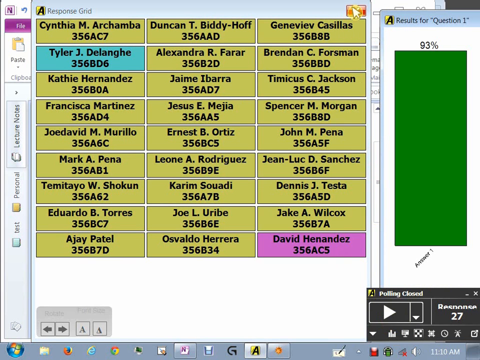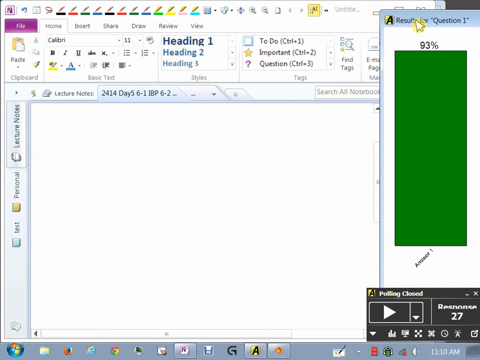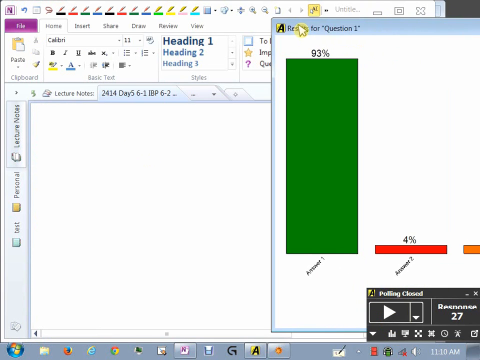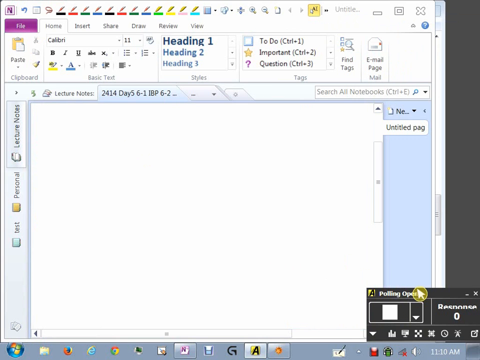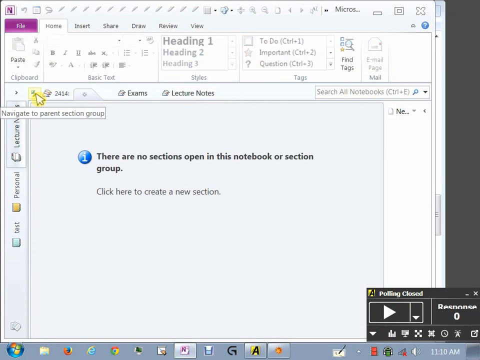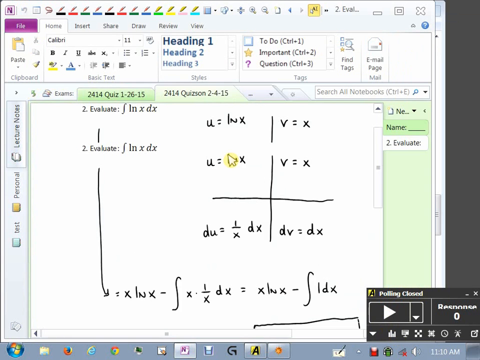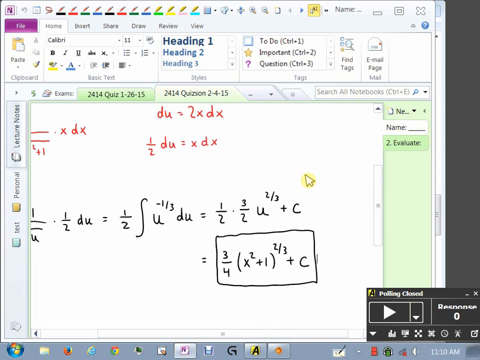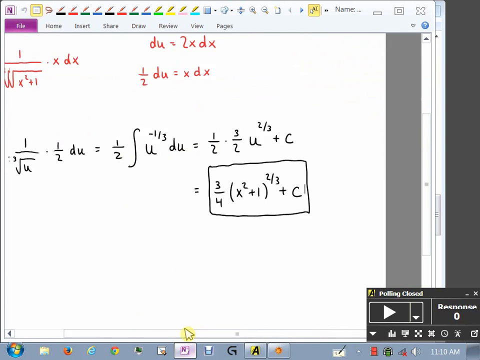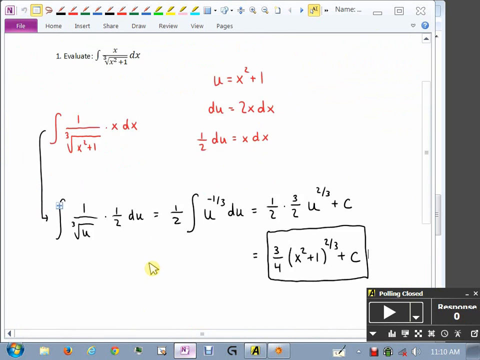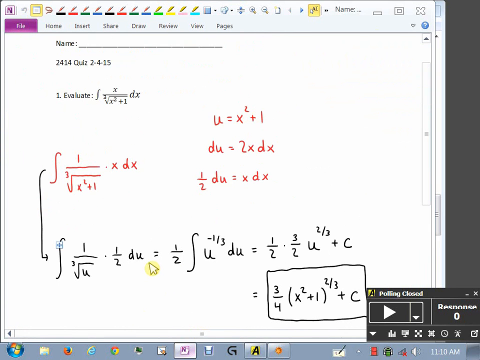So make sure that you're taking care of that every day. All right, let's talk about the quiz. Remember, I will always post these solutions online. So these will be posted later on today. The first problem was a basic substitution. The radicand x squared plus 1 is the u, because the derivative of x squared plus 1 is what? 2x. You got an x dx there.